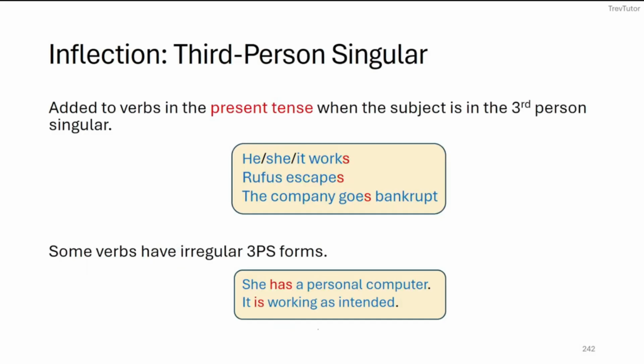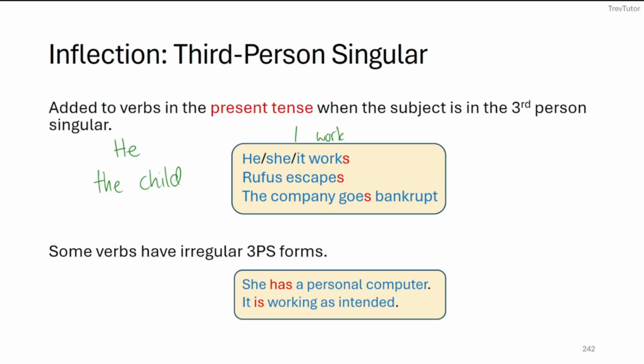So in terms of verb inflections, we have our third person singular morpheme with s. So this is when you have a pronoun like he, or even a third person singular like the child when you're talking about a specific noun, and we see an s that goes on the verb. So he, she, it works compared to I work, which does not have the inflection on. Rufus escapes, or the company goes bankrupt. You wouldn't say the company go bankrupt, and you wouldn't say Rufus escape. You need that third person singular form.